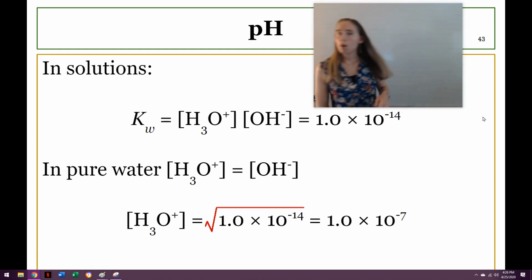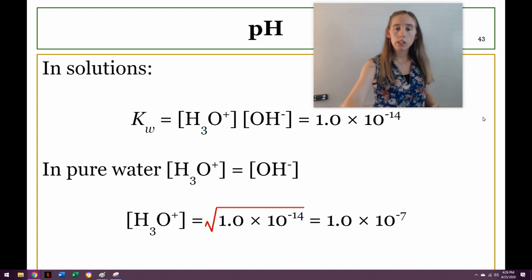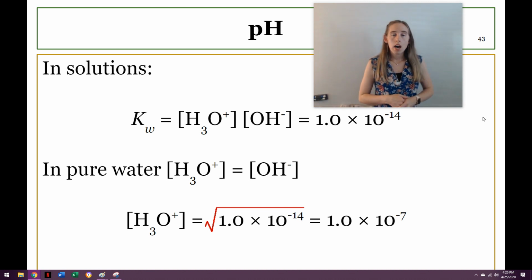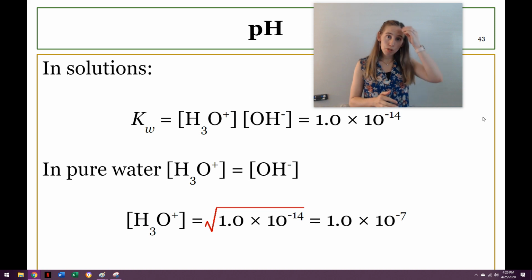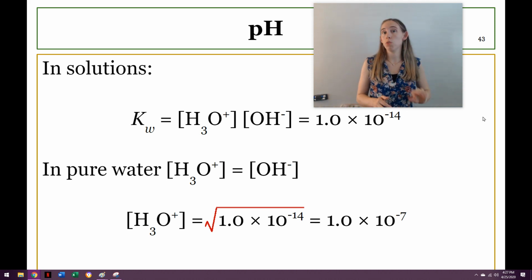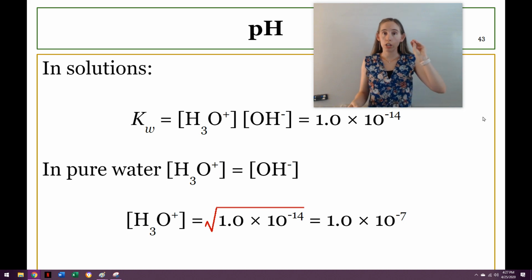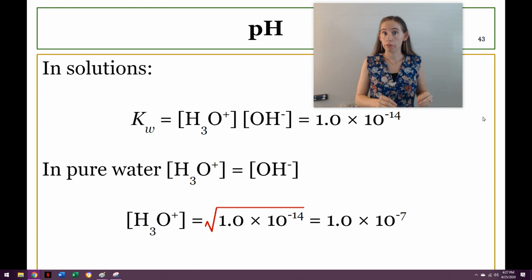Okay, so in our last lesson, we learned that in solutions, our Kw equation is H3O times OH is equal to 1 times 10 to the negative 14. So that's in any solution, whether it's just plain water, or you have a little bit of an acidic solution or basic solution. Your concentration of H3O multiplied by your concentration of OH is equal to 1 times 10 to the negative 14. Whatever those numbers are, they will always equal 1 times 10 to the negative 14 at a specific temperature. All of the problems that we're doing are going to be at that specific temperature.